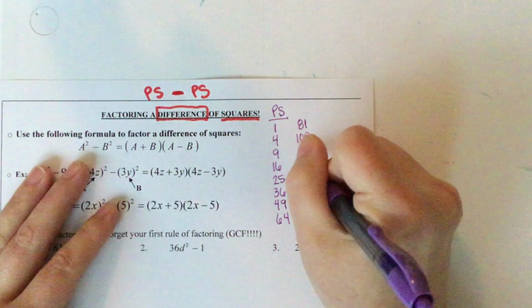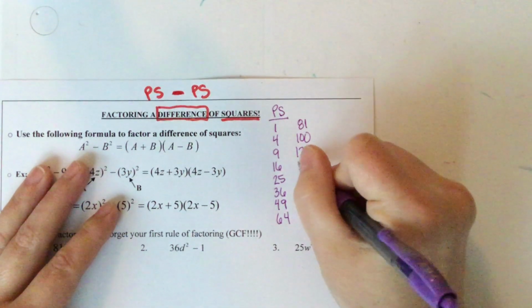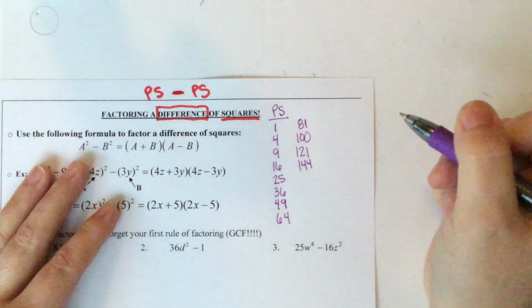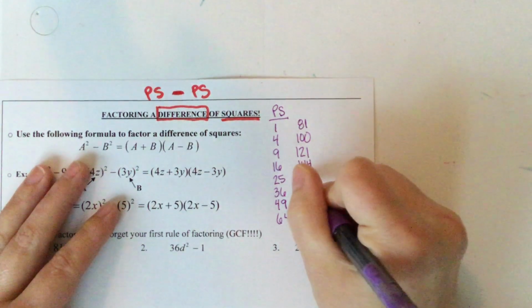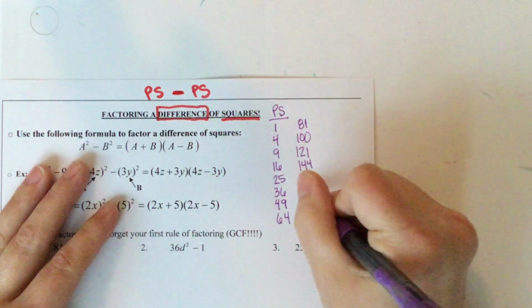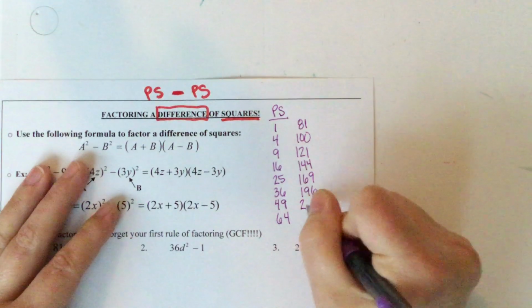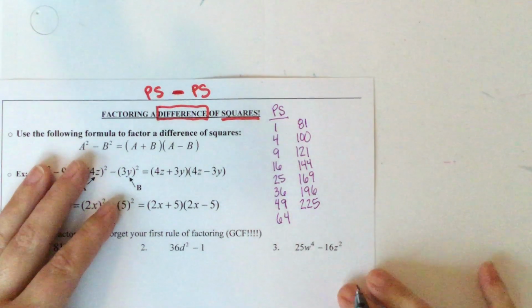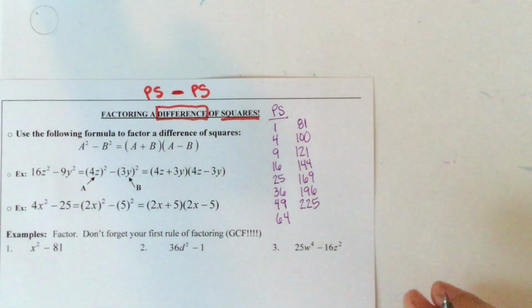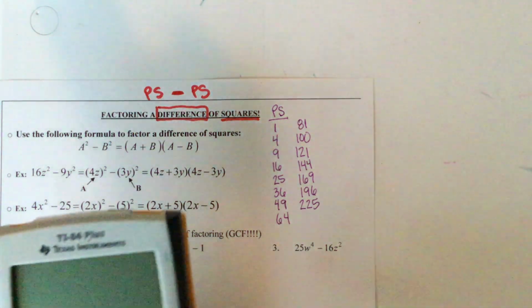11 times 11, 121. 12 times 12, 144. 13 times 13, 169. 14 times 14, 196. 15 times 15, 225, etc. Now, I could keep going, 16 times 16, 17 times 17, but there's no way I could ever stop with that game. So I'm just going to stop here.